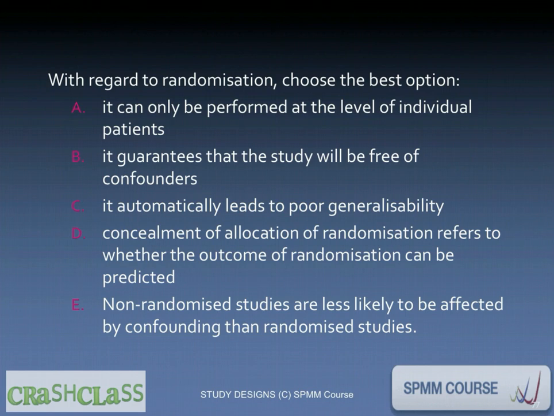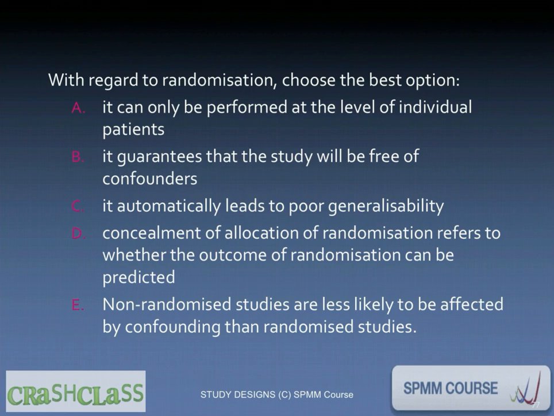Next question, with regard to randomization, choose the best option. It can only be performed at the level of individual patients. It guarantees that study will be free of confounders. It automatically leads to poor generalizability. Concealment of allocation of randomization refers to whether the outcome can be predicted.